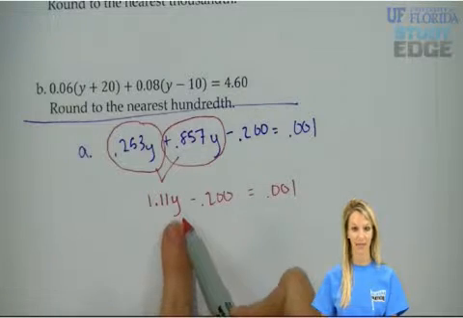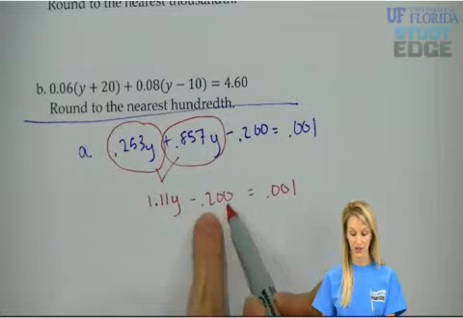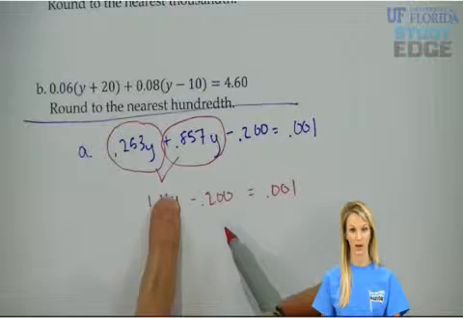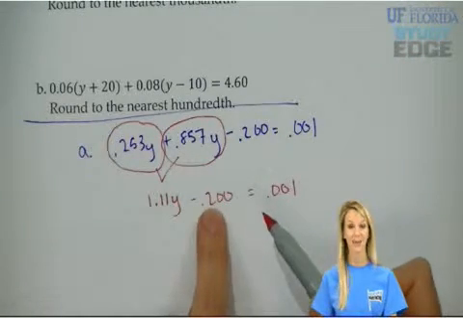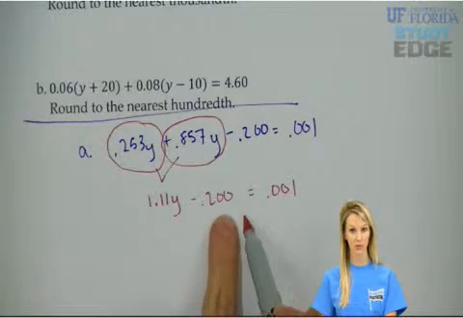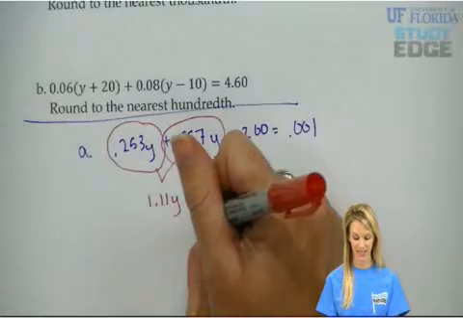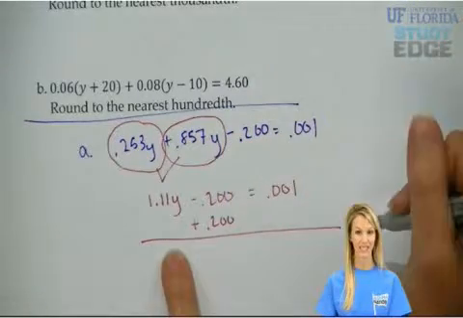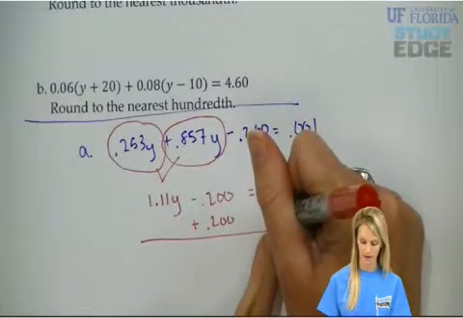So what's keeping y from being by itself? Well, it's being multiplied by 1.11, and 0.200 is being subtracted from it. Before I can worry about this 1.11, I need to get this term by itself. You've got to get rid of this negative 0.2. What's the opposite of subtracting 0.200? Adding 0.200. The inverse of subtraction is addition. So I'm going to add 0.200 to both sides of the equation, because whatever I do to one side, you've got to do on the other.